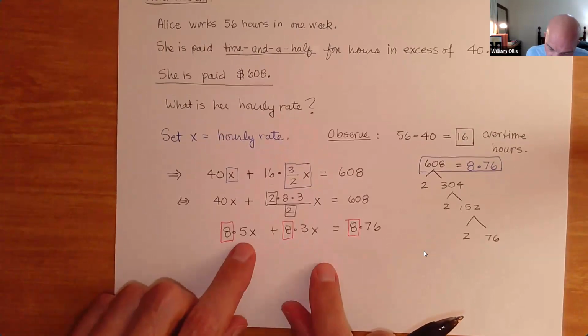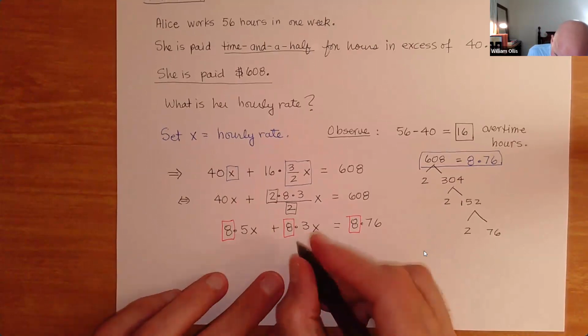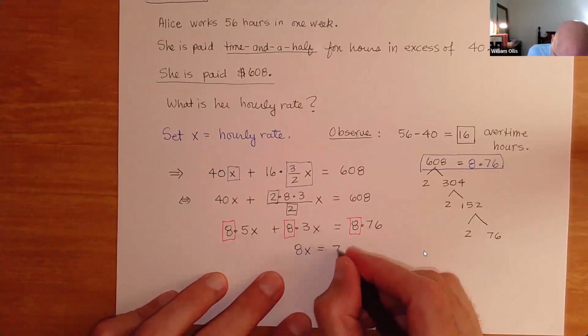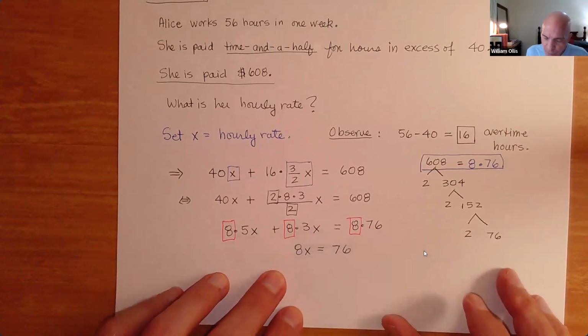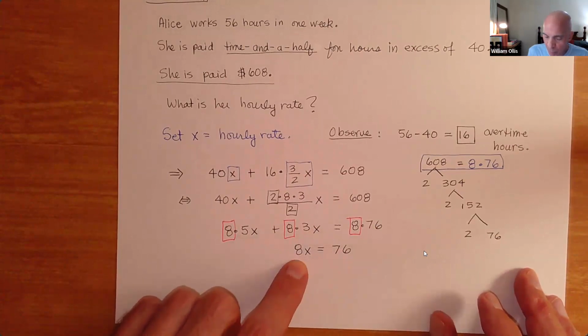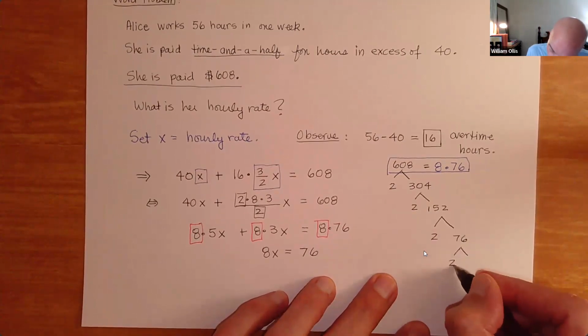And now when we look at this, we can say, well, the 5x plus the 3x is an 8x. And then we're left with a 76. Now at this point, again, you want to look at this and say, well, can we keep going here? We've got more 2's here. So let's keep going. So we have a 2.